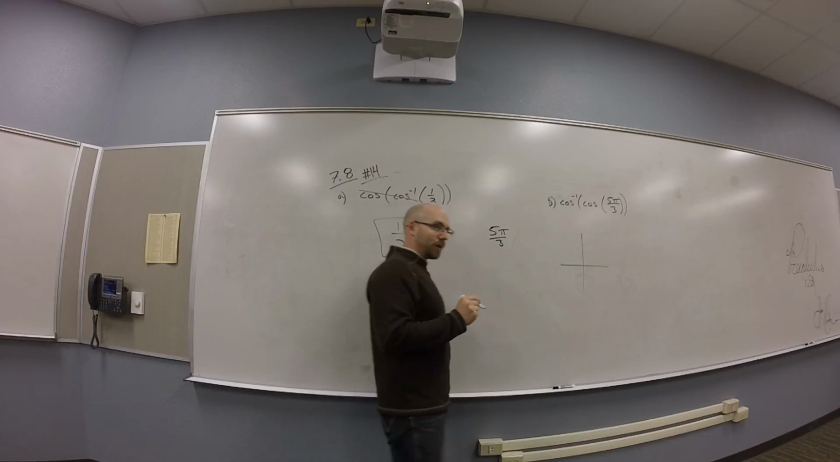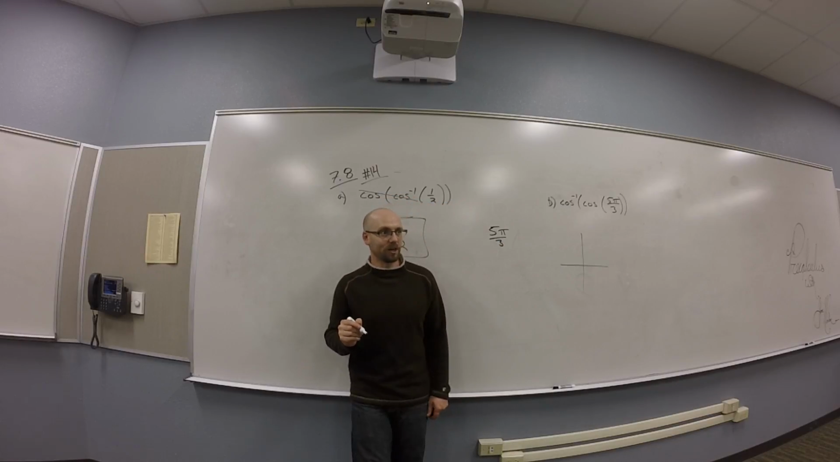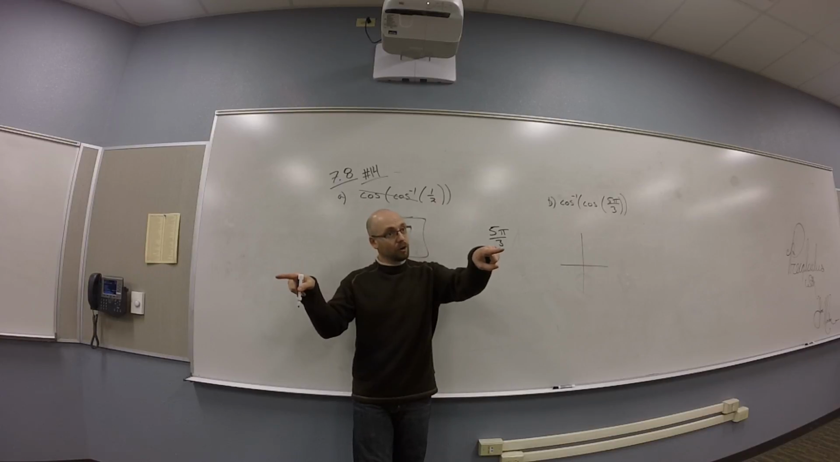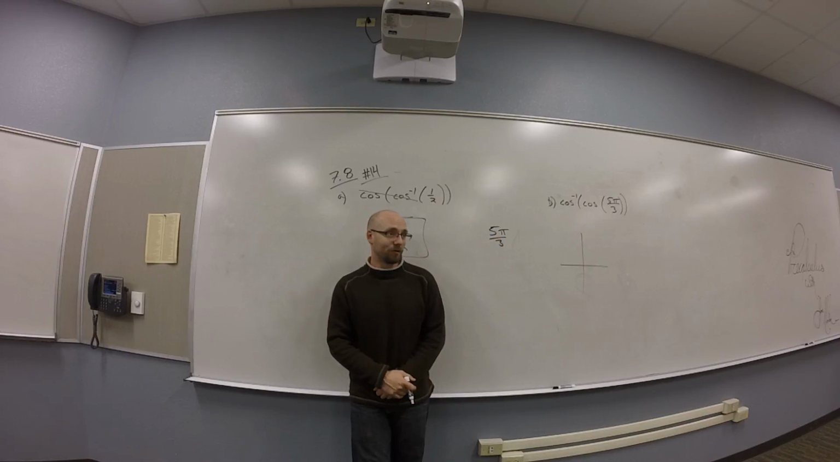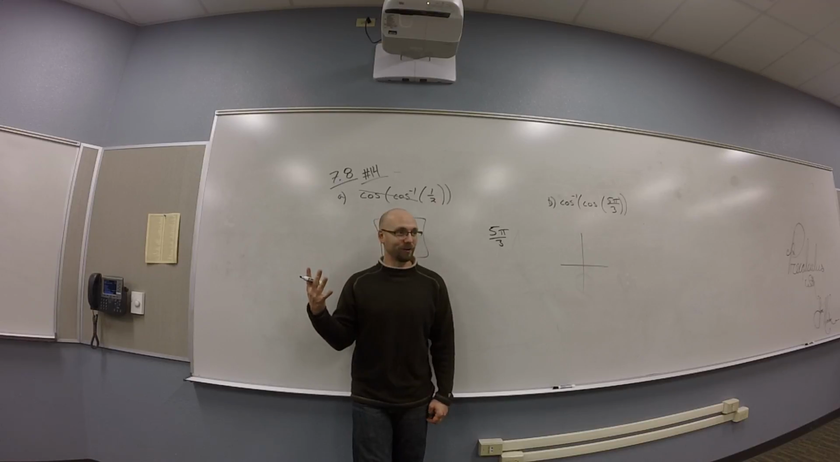For those of you who have been saying that your pre-calculus or your trig is a little rusty, 3, 6, 30. No, shut up, Levi. Not Levi. So, how many pi over 3s is 5 pi over 3? 5.